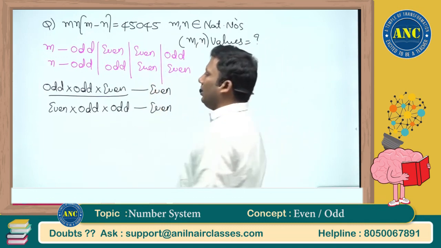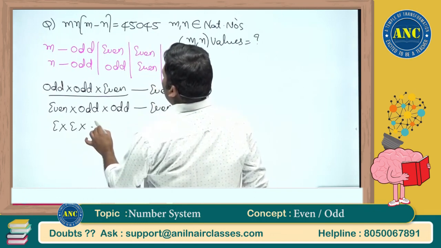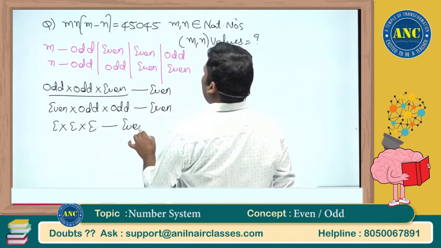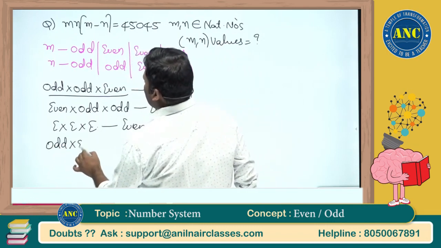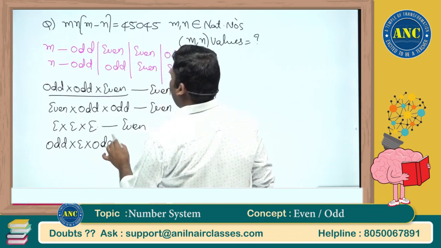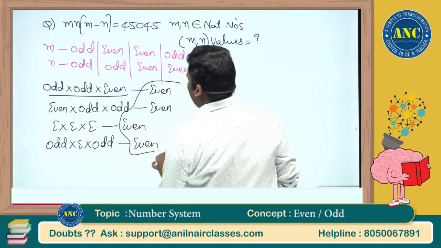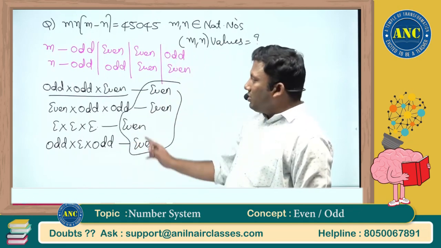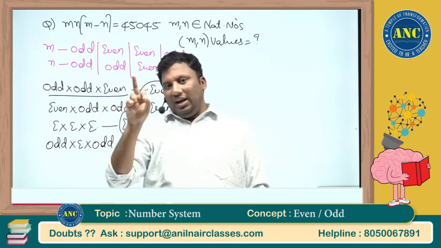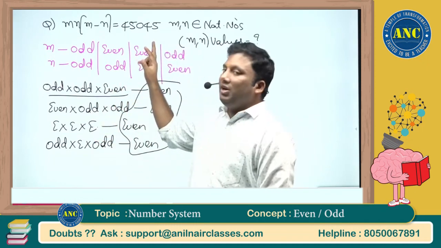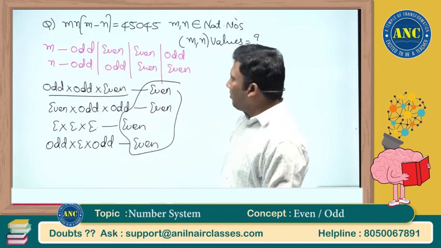M is even, N is even: even minus even is an even number. M is odd, N is even: any number multiplied by even, the answer will be even. The root cause of this problem is that one variable becomes even. Even into any number, the answer becomes even.